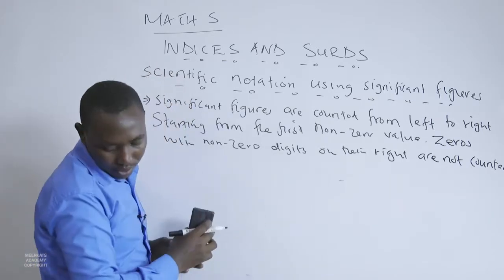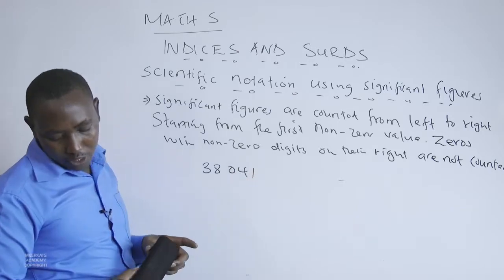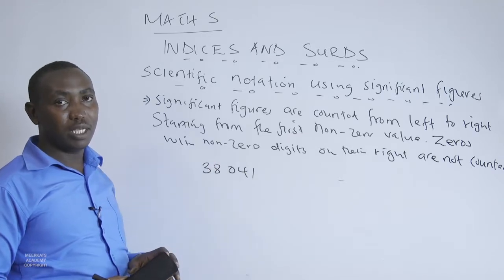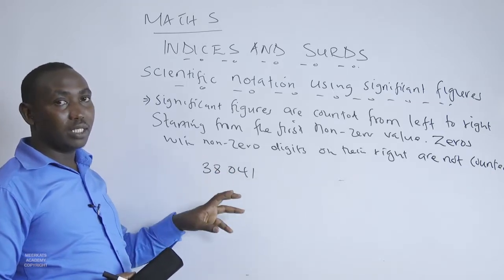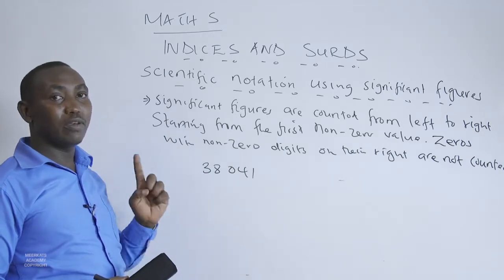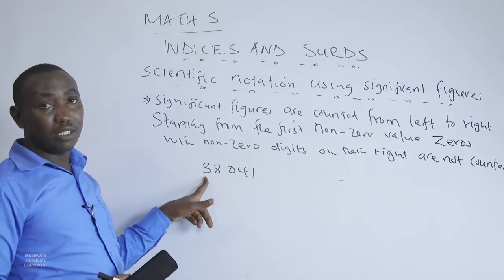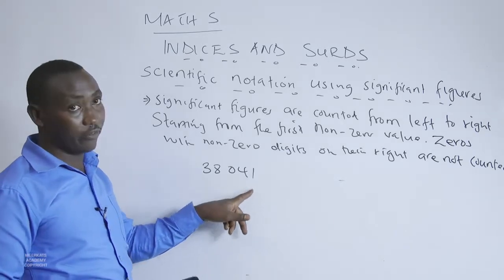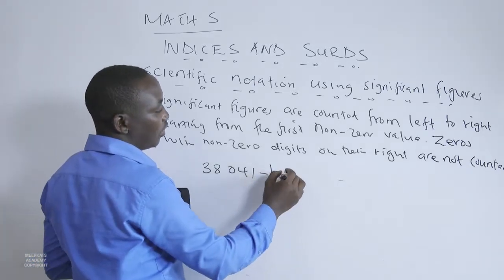For example, if you have 38,041, how many significant figures do you expect to have in this case? You can see it's a whole number. And we have said that significant figures are counted from the left towards the right, starting with the first non-zero digit. The first value is 3. 3 is non-zero, therefore we begin from here. So this is 1, 2, 3, 4, 5. So you can say that this number has 5 significant figures.